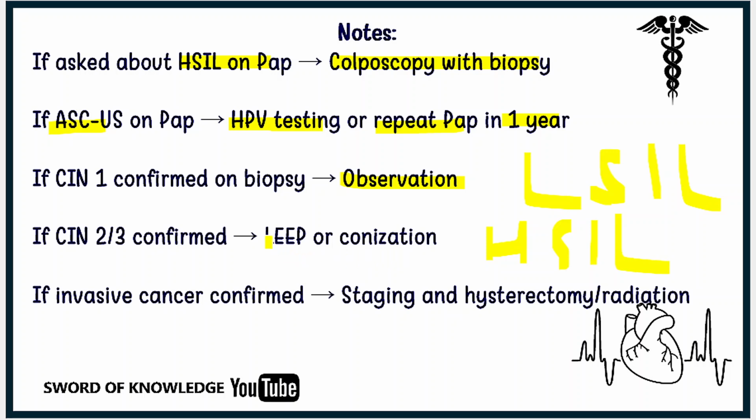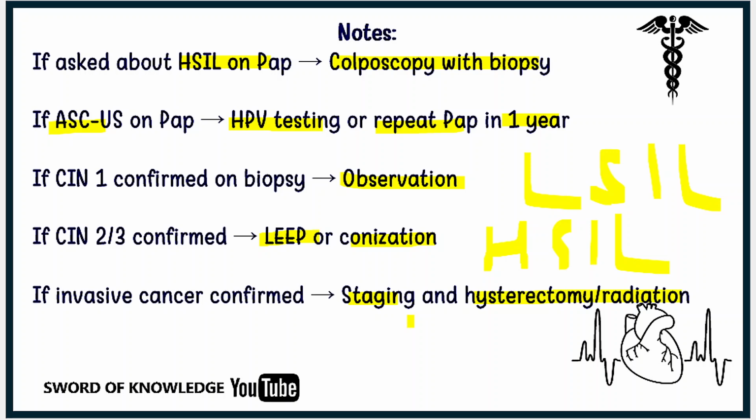We will do a procedure called LEEP or conization. LEEP is the loop electrosurgical excision procedure, in which we remove the part where we see the atypical cells in the cervix, using an electrosurgical procedure. Or we do conization, which is a little more aggressive process. And lastly, if invasive cancer is confirmed, then we have to do staging, and hysterectomy or radiation can be done, which is a very aggressive procedure.